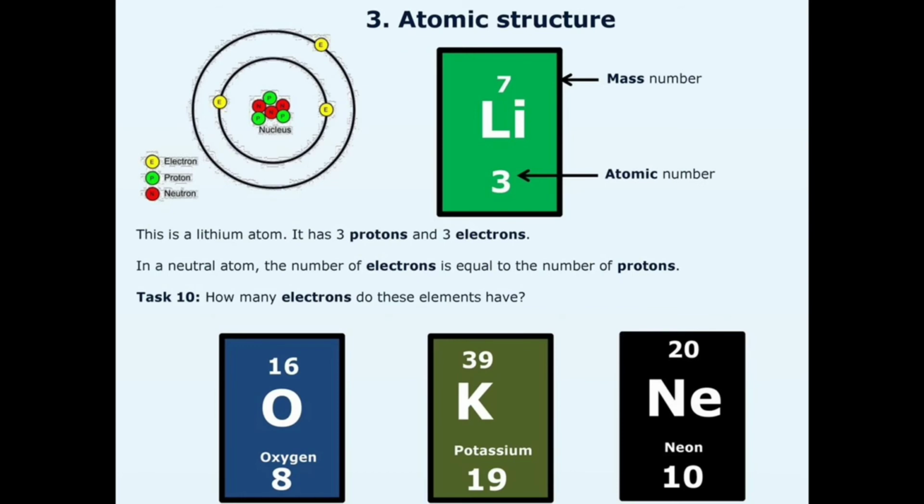Lithium atom contains 3 protons and 4 neutrons. Hence, its mass number is 7. In the same way, oxygen has 16 as its mass number. For potassium, the mass number is 39. For neon, the mass number is 20.